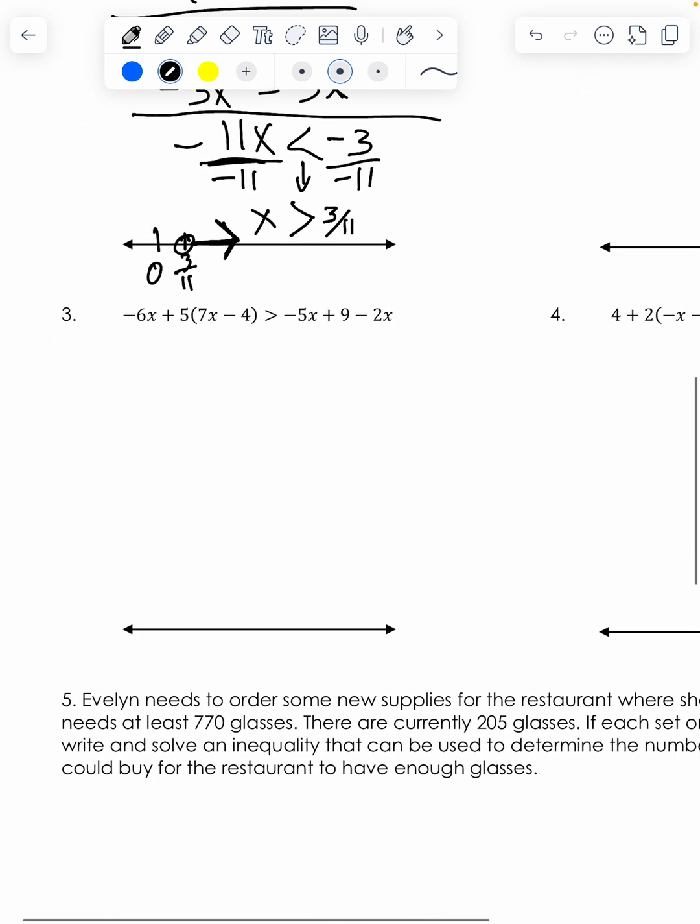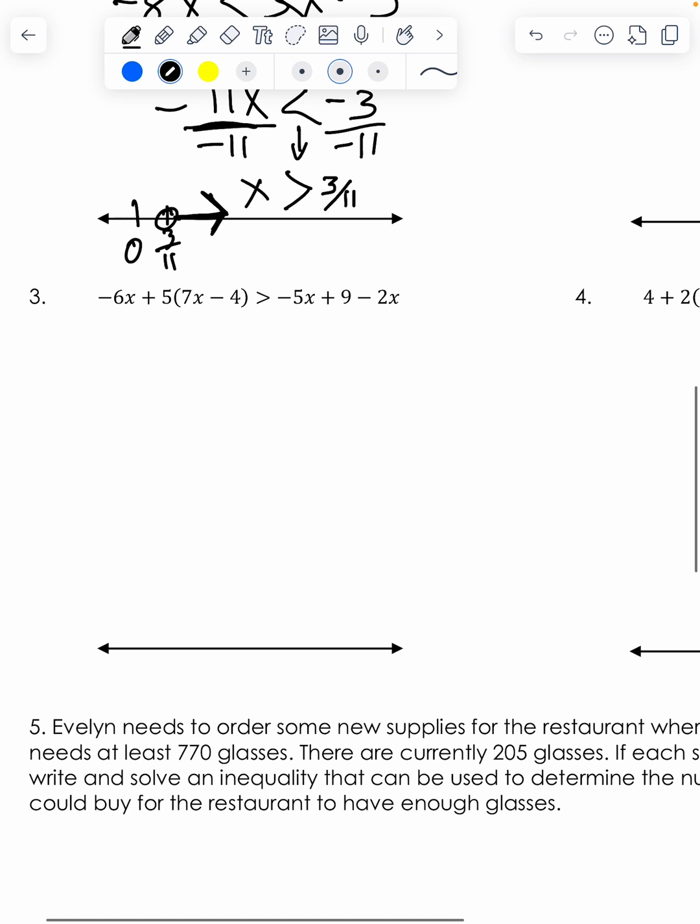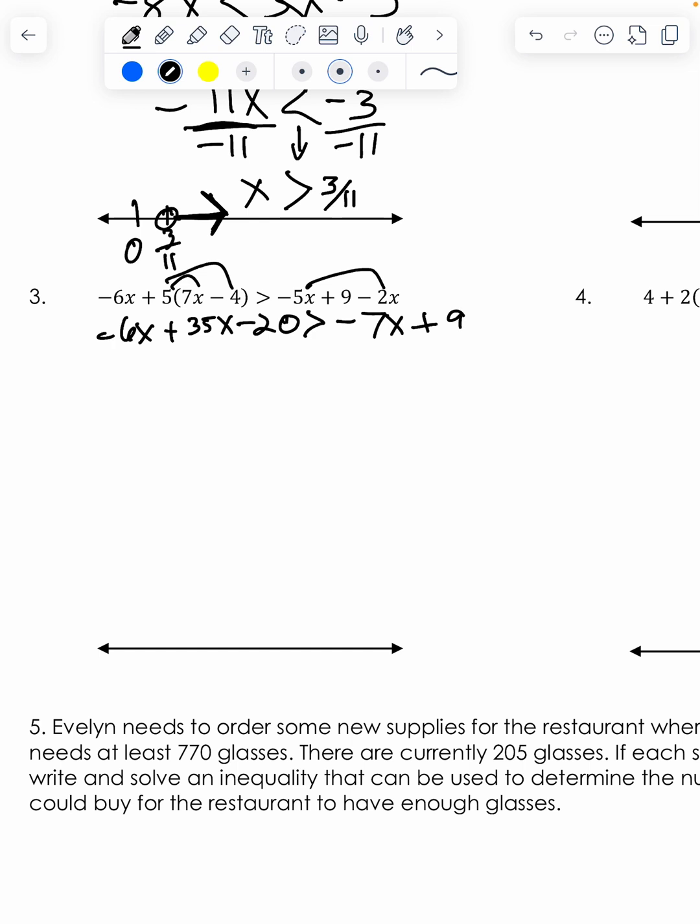So, for example, number 3 is going to cause a couple different steps, right? We've got to start with a distribution here. We're going to be combining like terms. So let's get started with that. So I'm going to start by distributing that 5 because everything is way too hard to divide that out. So we're going to end up with negative 6x plus 35x minus 20 because we're just distributing the 5 to that 7, negative 4. And on the other side, we're going to combine those as like terms. So that's negative 7x plus 9.